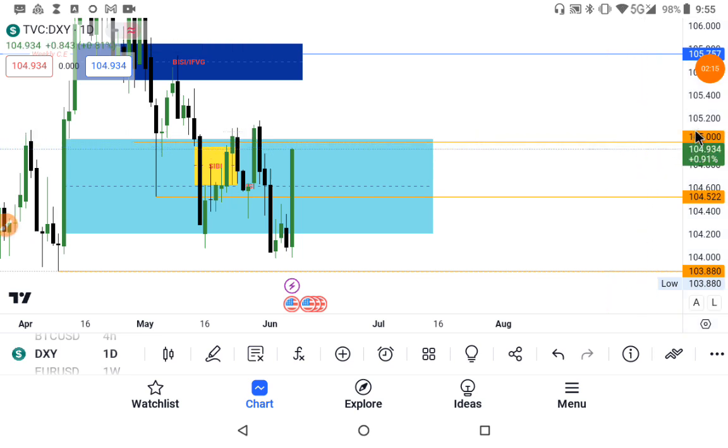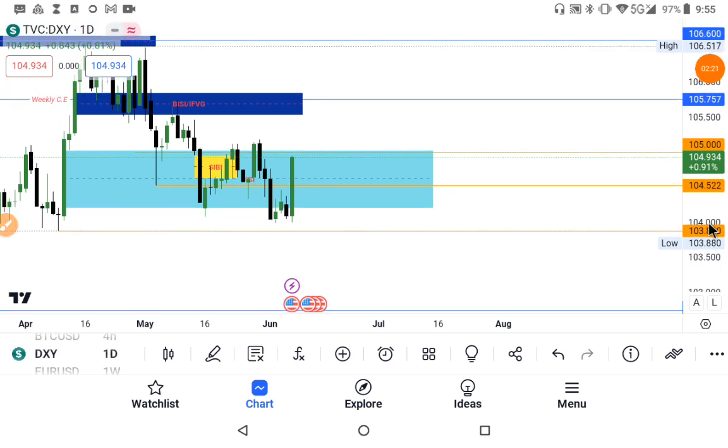I expect 105,000 to be delivered fully. Then we should see a movement towards 105.500.